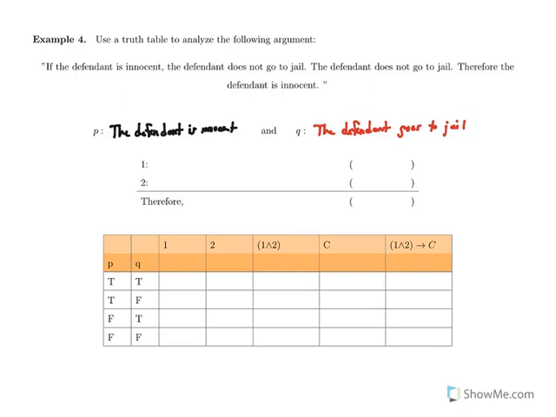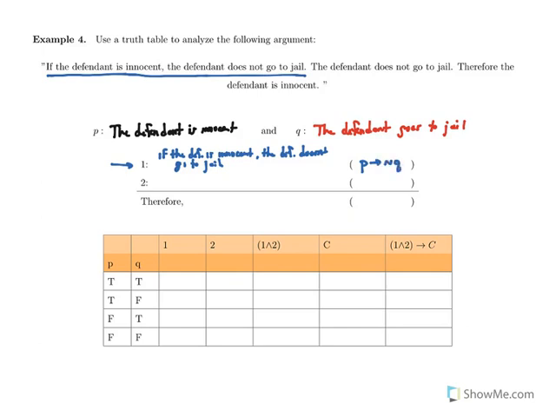So our premises, we have two different premises. Our first one is this first sentence. If the defendant is innocent, the defendant does not go to jail. And we can write that as if P, then not Q. And note that that is going to be our first premise here. If P, then not Q.